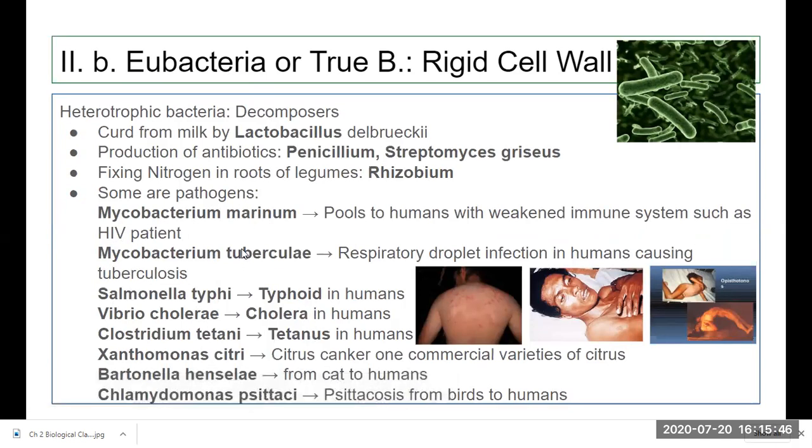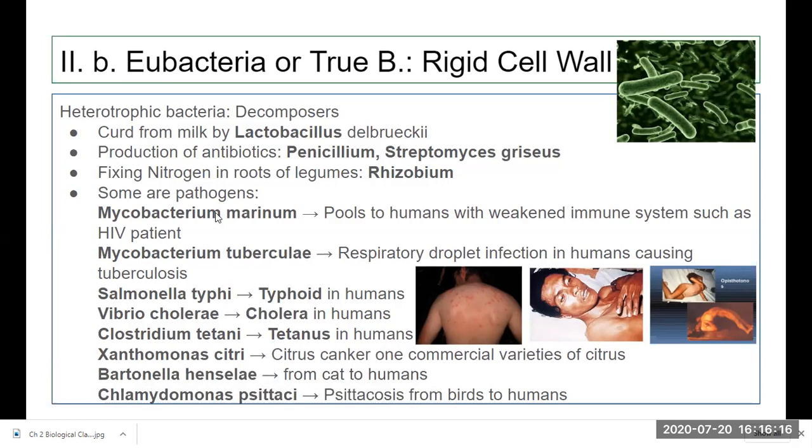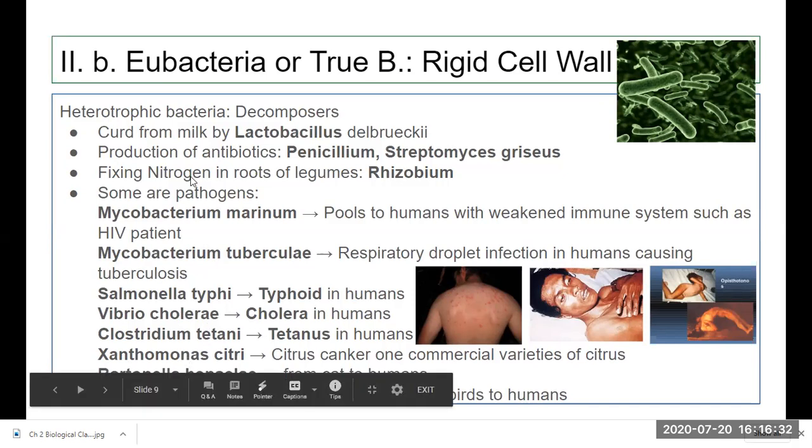In this, I would also like you to remember the example of mycobacteriums. The tubercular one you know about, it causes tuberculosis in humans, especially in hot, moist, humid environments like slum areas when people reside all together, then they are the most common. This is the most common disease that can happen there. And then there is another kind of mycobacterium, which is Mycobacterium marinum. They actually affect the body of humans having weakened immune systems, such as in HIV patients. Okay.